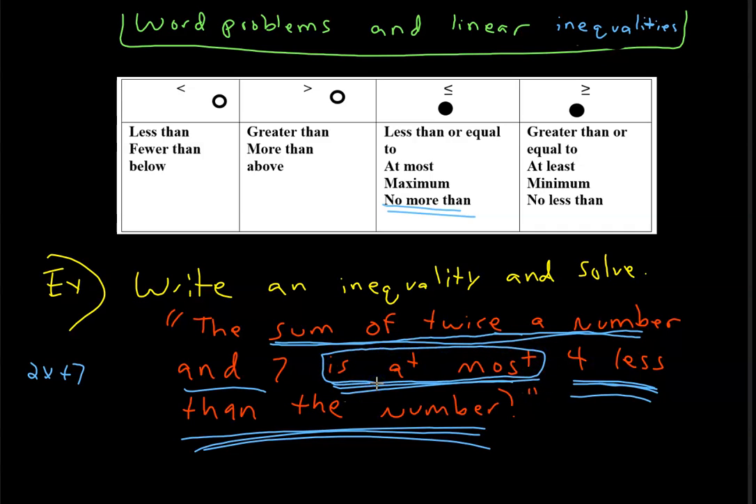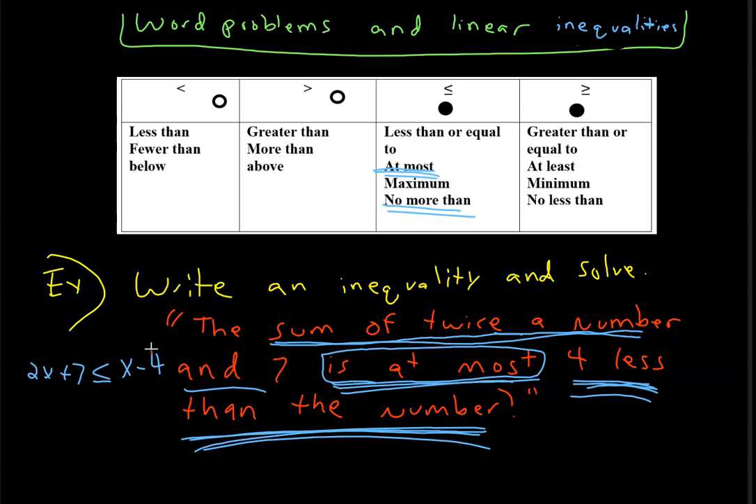It said is at most. At most is here, under less than or equal to. So it's going to be less than or equal to 4 less than the number. So it's going to be the number take away 4. And that will be the inequality. And we have to solve it.